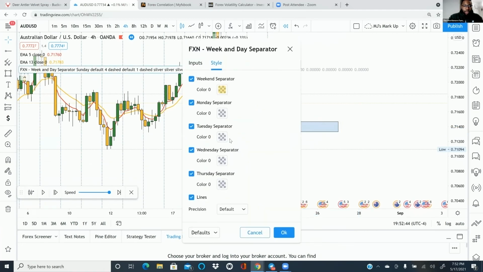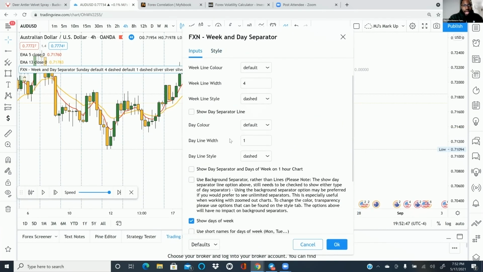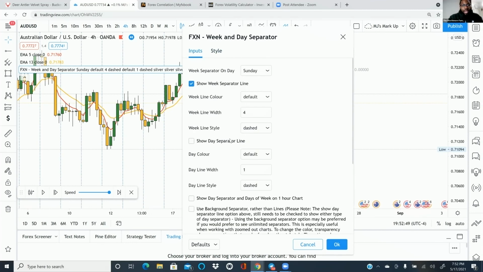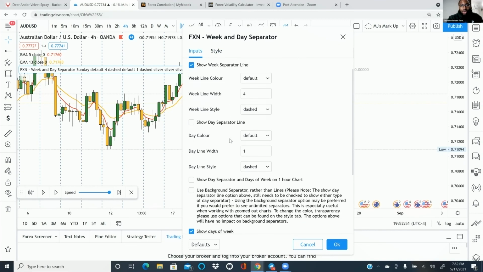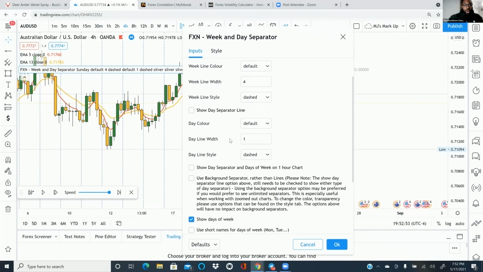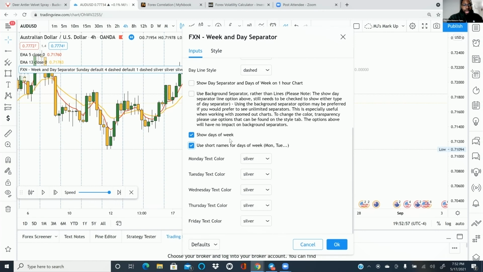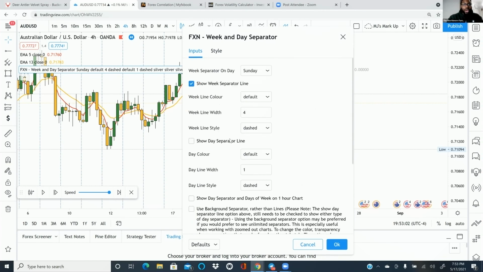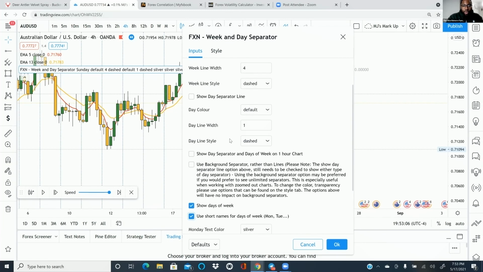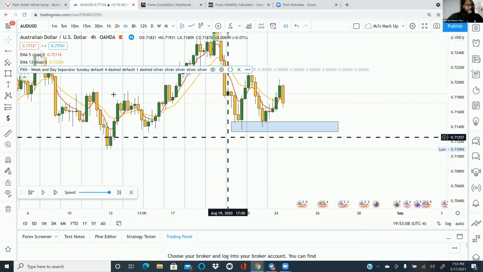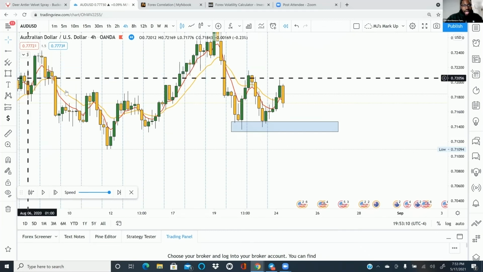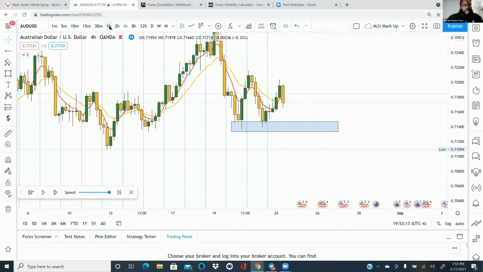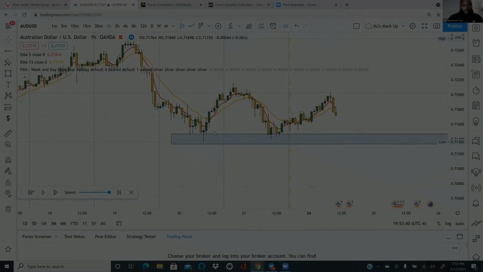Go to my settings, okay? Input. Now, I don't need to see the day separator line because the session break does that for me. So it automatically divides the day up for me. But what I do want to see is the short names, Monday, Tuesday, Wednesday, et cetera. I do want to see that, right? And I do want to see the week separator as well, okay? So here we go. So now, when I scale in, I should see the days of the week if I go to the 1 hour. There it is, right there.